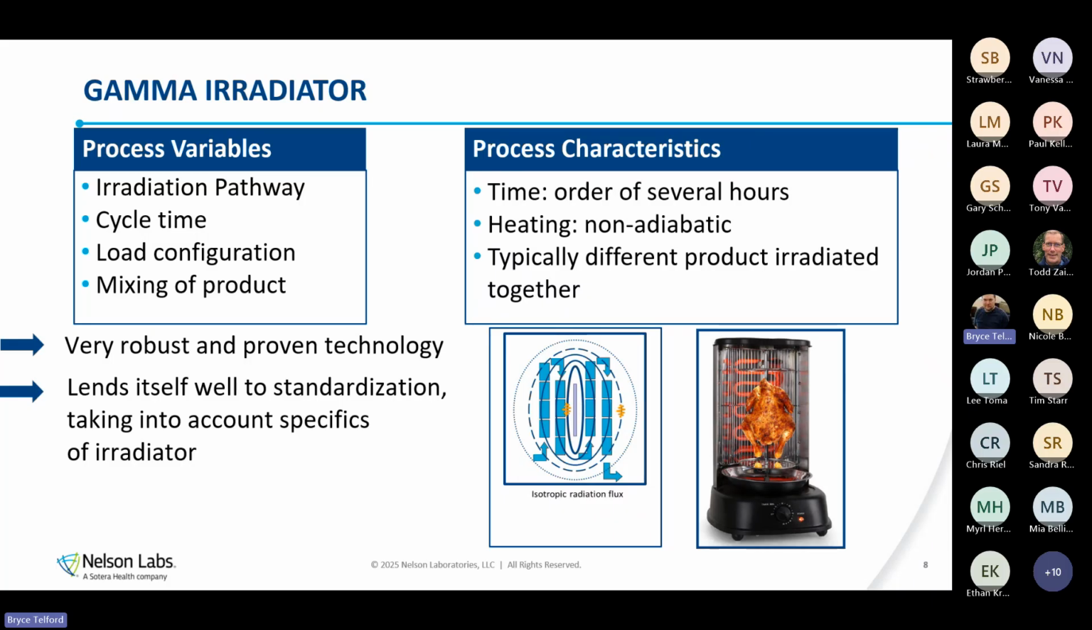So load configuration, how my product is loaded into that carrier, is going to change how much dose I can receive or not receive. More product generally means I have more material to absorb that dose, but that also means there's less dose in different parts of that container. So I may be causing some issues potentially there. Density is one of our big considerations when it comes to irradiation. So that is one of our variables when it comes to load configuration and also mixing of products.